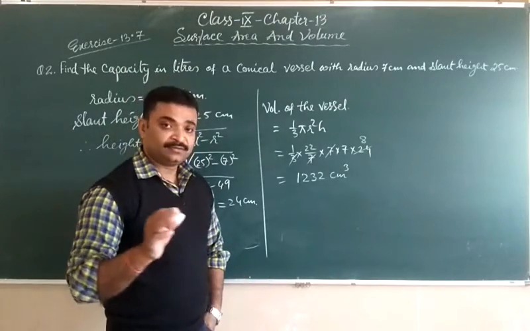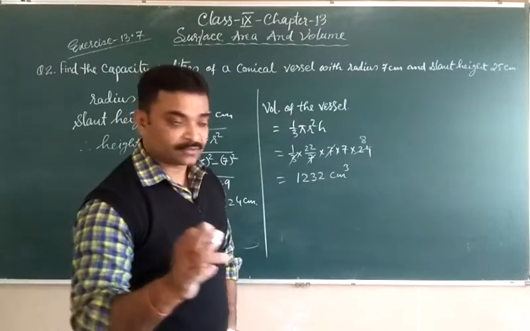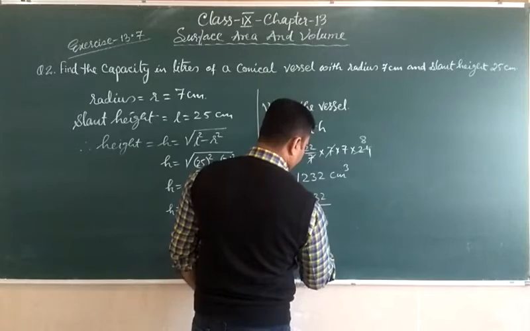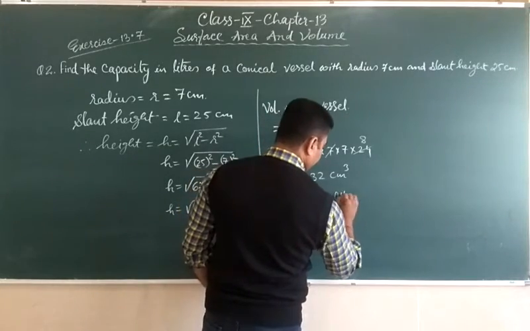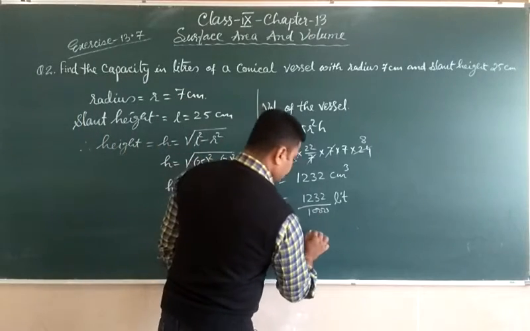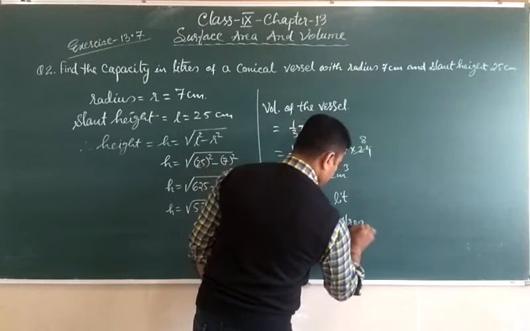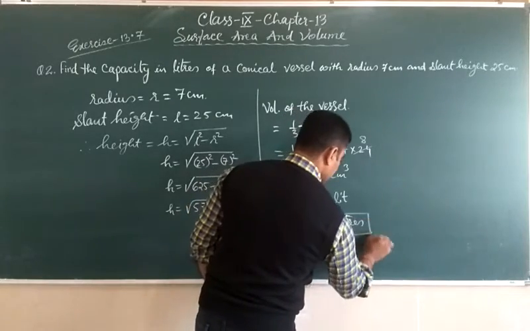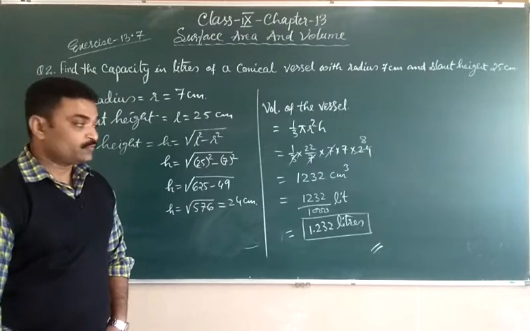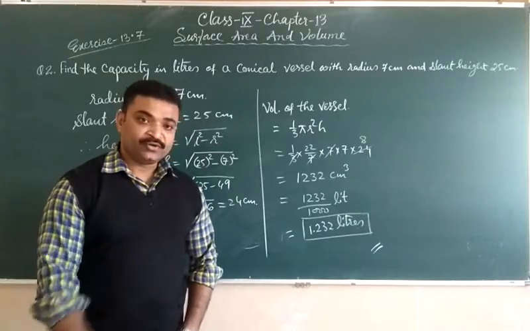But we are asked to find the capacity in liters. So we have the conversion that 1000 centimeter cube is equal to 1 liter. Therefore we divide by 1000 liter, isn't it? Then 1.232 liters is the answer. So in this way you can solve the second part of this question, isn't it? So students, pause the video to note it down.